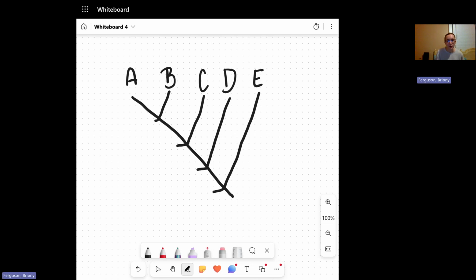And make sure whenever you are making your cladogram that you clearly label all of your branches with the new traits to show why it's branching off. So if you look, I don't think it'll let me show you both of them at the same time.